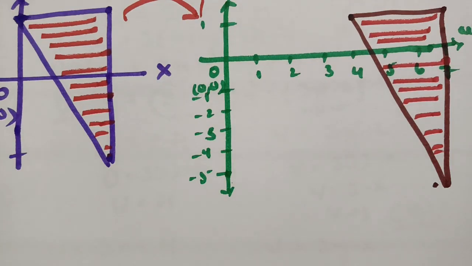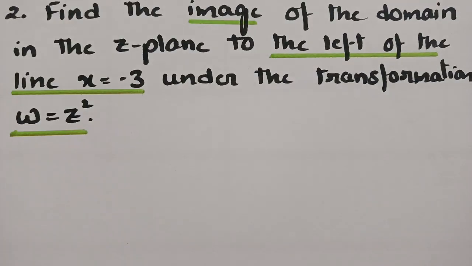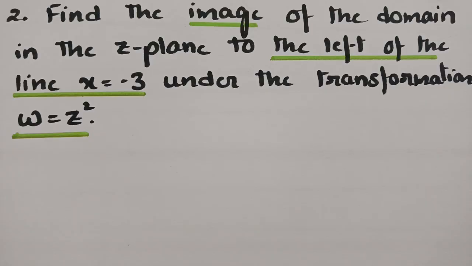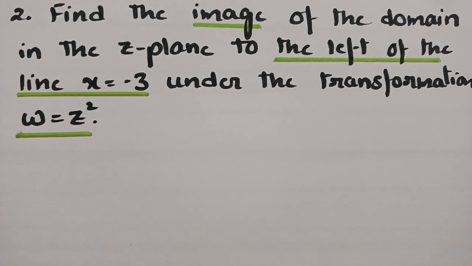And the next question here, which is also very important, is: find the image of the domain in the Z plane to the left of the line x is equal to minus 3 under W is equal to Z square. So here what is given? Here W is given as Z square.